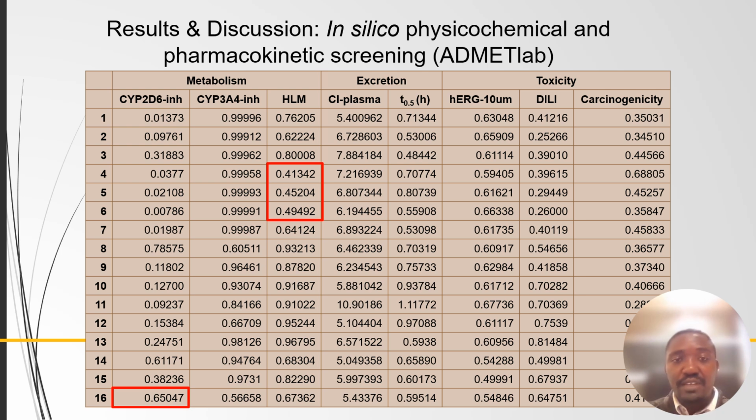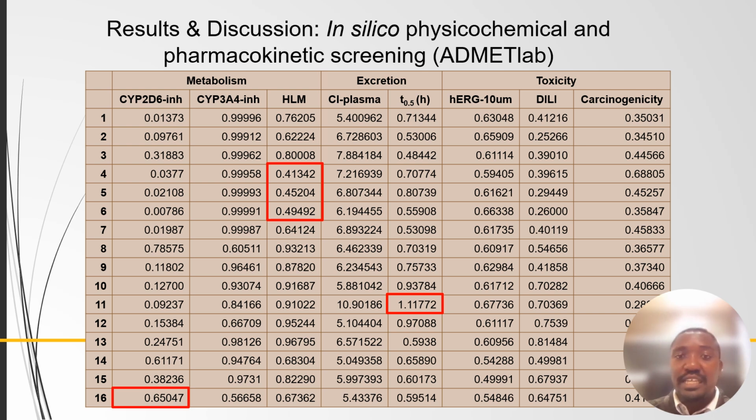And then in terms of half-life, unfortunately, all these 16 compounds have ultra short half-life, except compound number 11 that at least has a half-life of over an hour. The rest, their half-life is below an hour. And again, all our compounds are inhibitors of hERG moderately because the inhibition is around 60%.